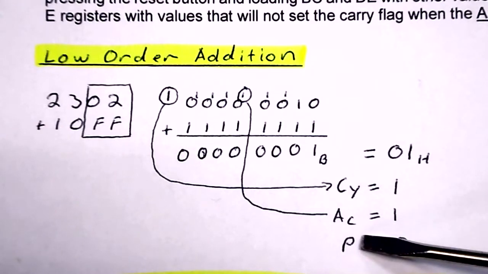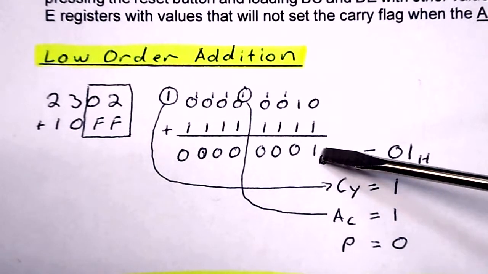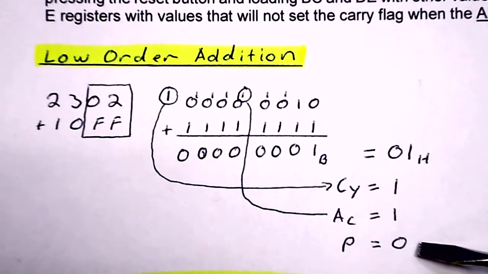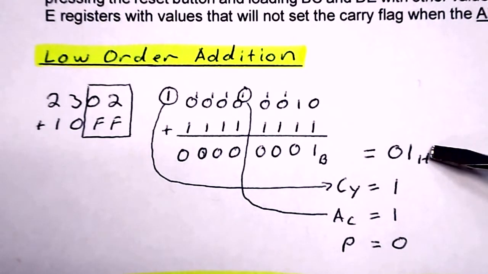And then for the parity bit, we just add up the number of ones, and if they're even, we add 1. If they're odd, we don't add anything. So in this case, the parity bit ends up being 0. So our answer is 0, 1 in hexadecimal.